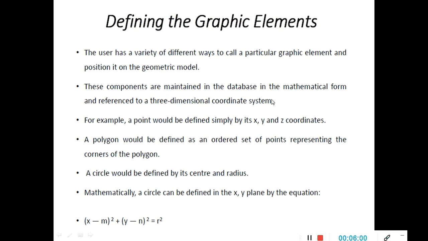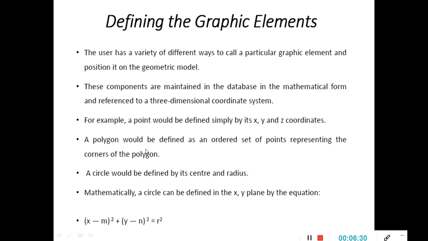Whatever elements are stored in the computer database are in the form of a mathematical, three-dimensional coordinate system. For example, a point would be defined simply by its x, y and z coordinates. If you want to define a point, it should be defined with the help of the Cartesian coordinate system, that is, the values of the x, y and z coordinates.